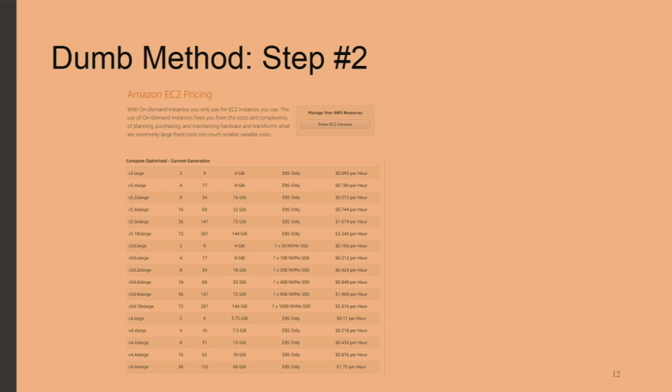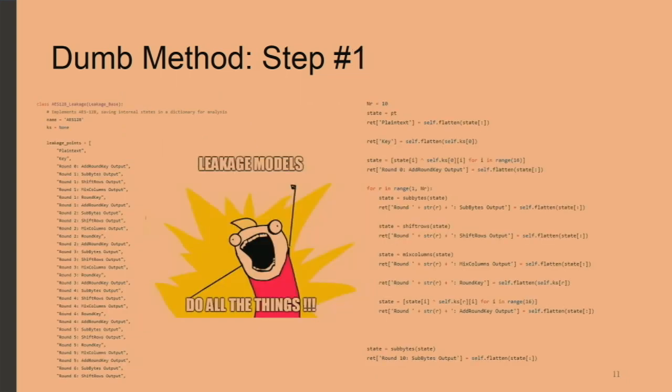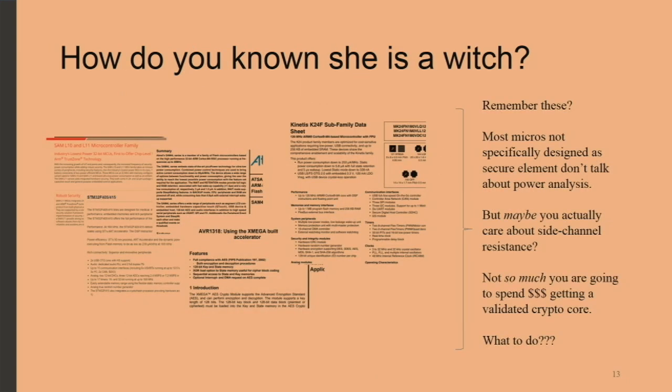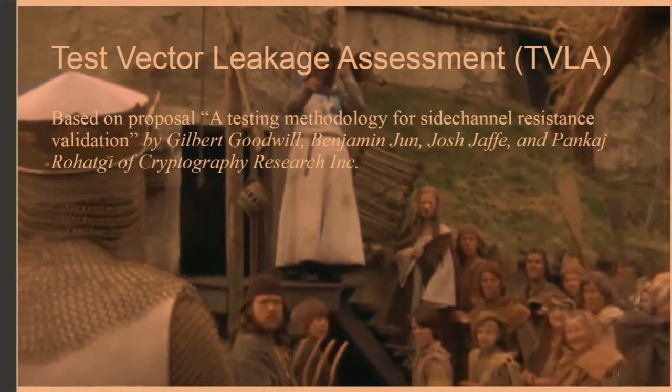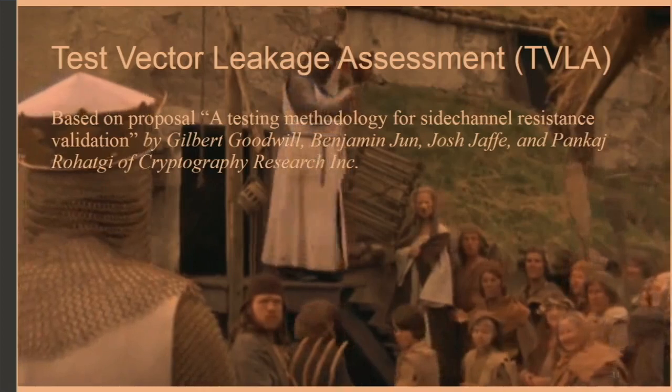So this was one of the ideas: why don't we just take our model, try everything, and see what we get? The question is, what are we using to define this? How do you know that it's a bad problem? How do you know it's a witch? We're using test vector leakage assessment for this. It's based on the proposal.